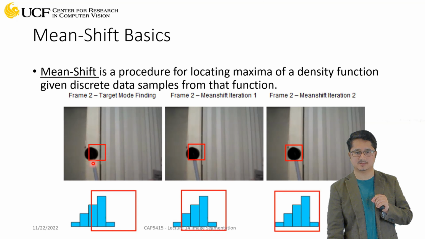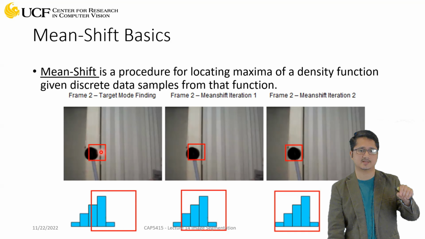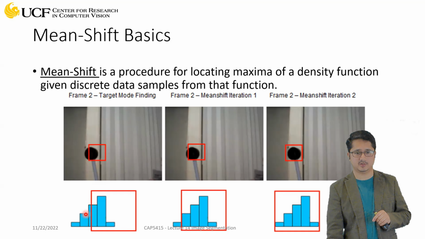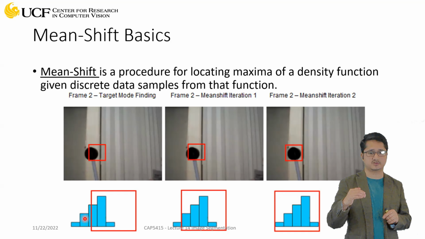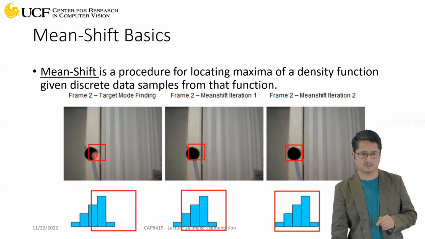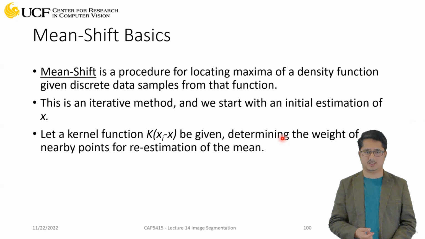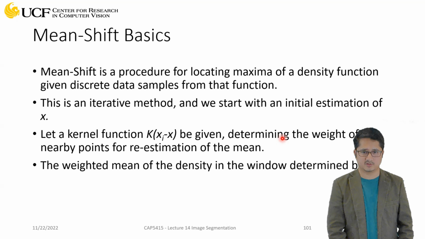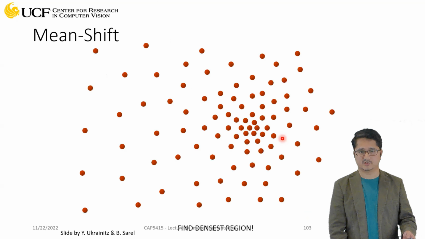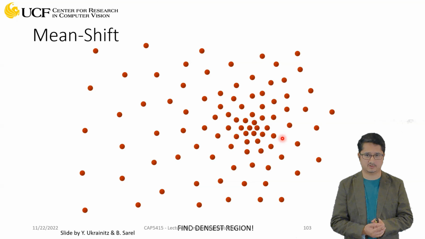Okay, for example, let's say this is some kind of initialization. You have this red box. It will try to move towards the center of that distribution. So for example, if this blue bar chart over here is showing you the histogram of the pixels you have at this region, right? What mean shift will try to do is fit this box perfectly on this distribution. Okay, and again, this is an iterative approach. Let me quickly jump to the algorithm itself. I think it will be a lot easier to understand.